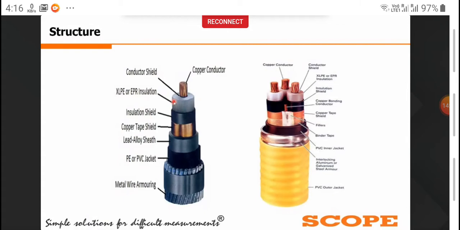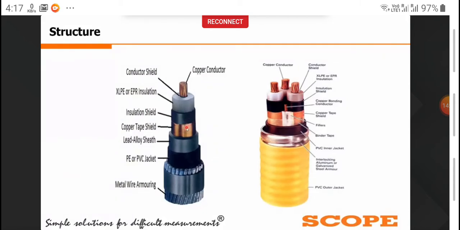After that, the insulation is used to provide the insulation in the cable, and in the previous slide I explained the different types of insulation. After that, the insulation shield is used. The insulation shield, or semicon layer, has the same function as I explained earlier for the conductor shield, which is to prevent electrostatic discharges in the cable.